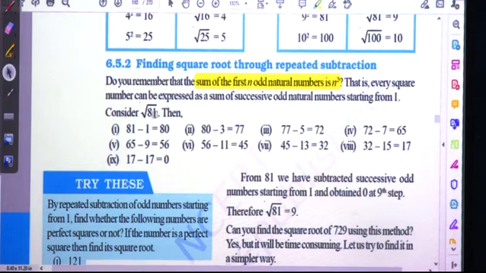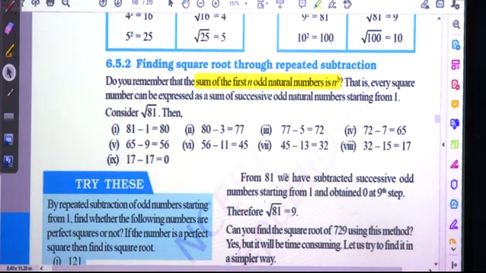Consider square root of 81. Then 81 minus 1 is 80. The next odd number: 80 minus 3 is 77. 77 minus 5 is 72. 72 minus 7 is 65. 65 minus 9 is 56. 56 minus 11 is 45. 45 minus 13 is 32. 32 minus 15 is 17, and 17 minus 17 is 0.